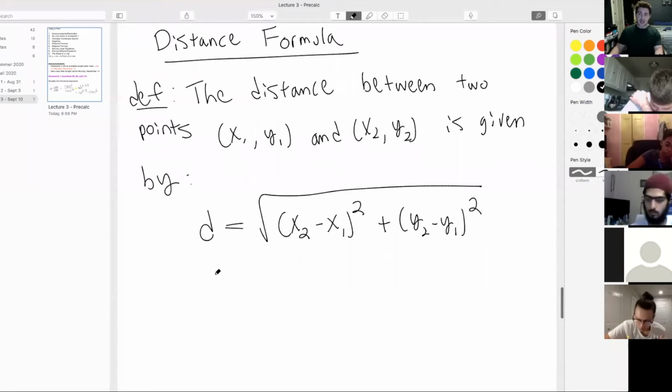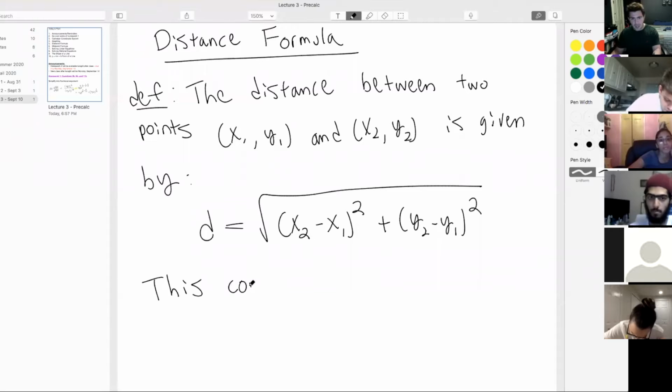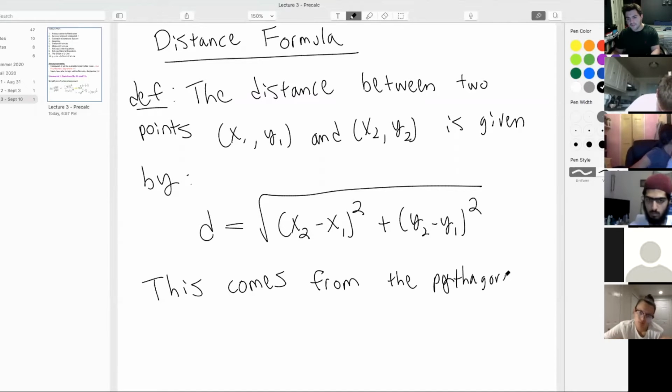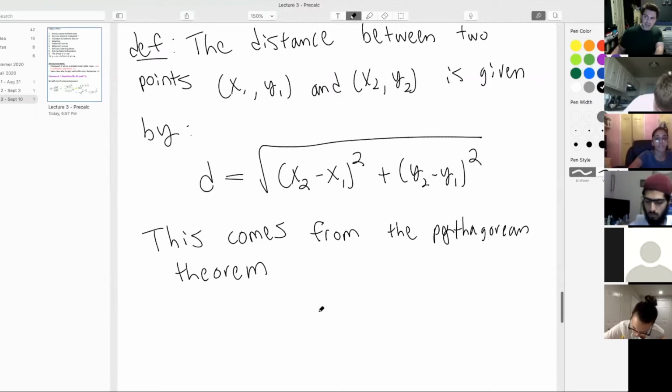And where did this equation come from? Why do we define it this way? This comes from the Pythagorean theorem. I can definitely go into this more and explain it to you if you want to come during office hours or just email me. But in the interest of time, I will not go into that explanation. In short, this comes from the Pythagorean theorem, which gives you the length of the hypotenuse of a right triangle. Okay, so let's just do some examples.